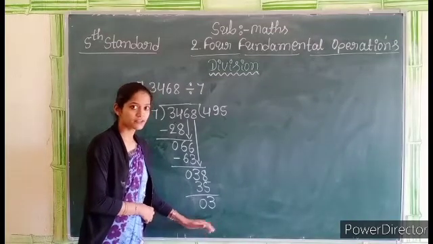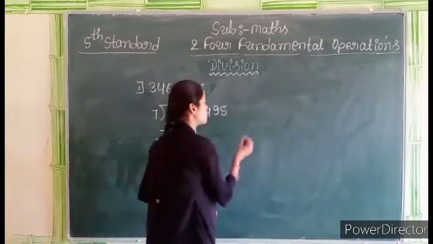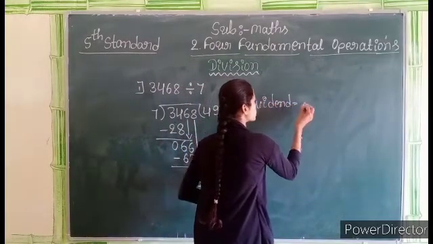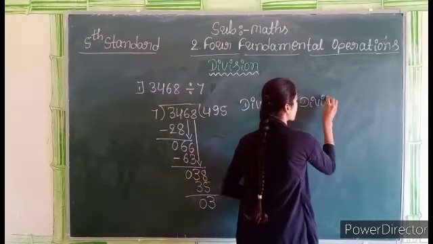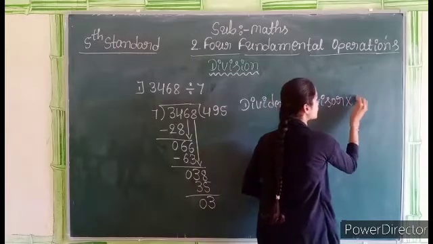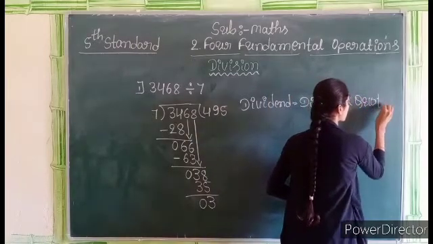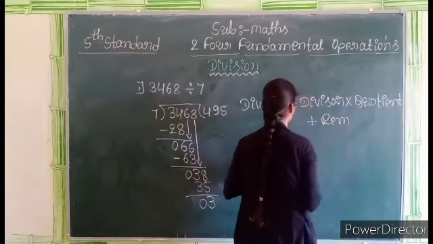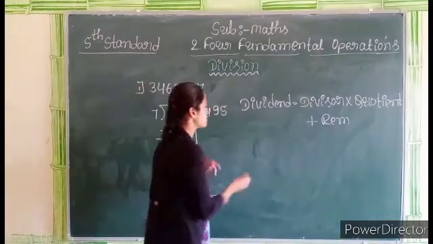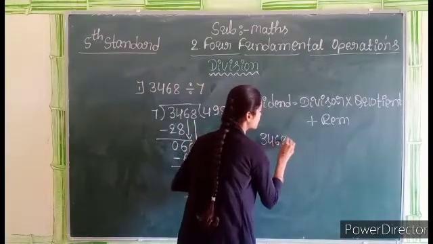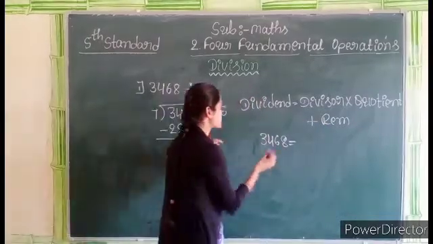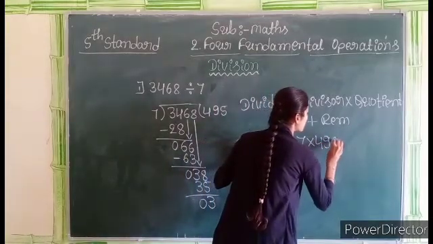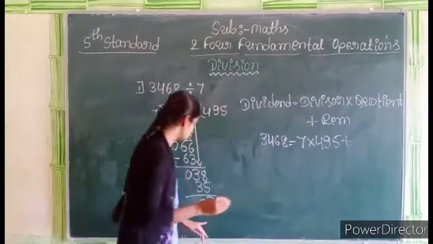Okay. Let's check whether our division is right or wrong with the help of the formula, that is dividend is equal to divisor into quotient plus remainder. Okay. Dividend is 3468, equal to divisor, that is 7, and quotient 495 plus remainder, that is 3.